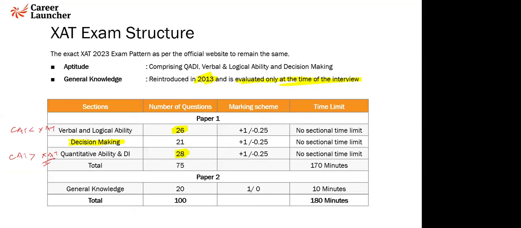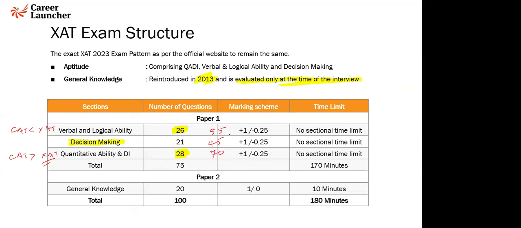The level of difficulty is lower, and the other thing is the luxury of time. Now, for these 28 questions, out of the 170 minutes, my advice would be to give something like 55 minutes to verbal and logical ability, 45 minutes to decision making, and about 70 minutes here.